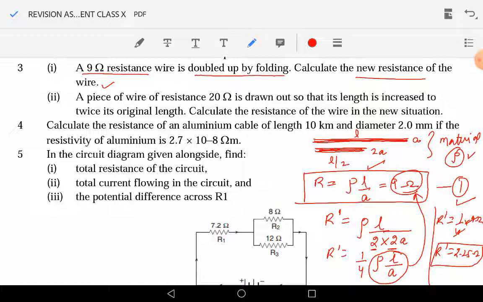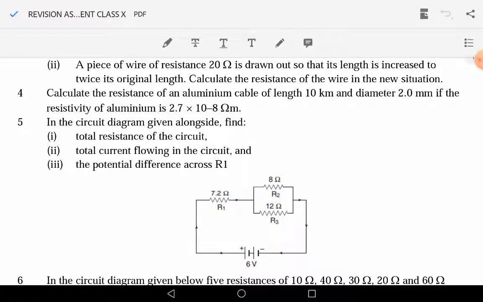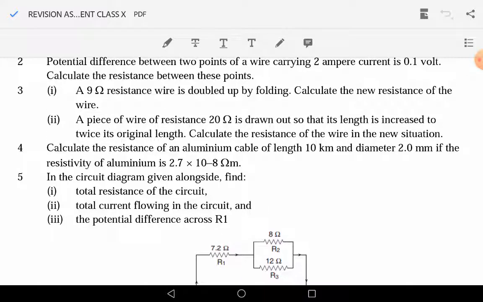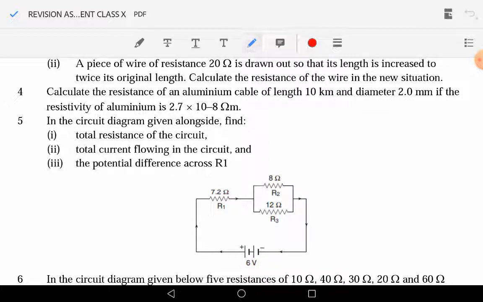Okay, so this is how we are supposed to think about these questions. Now moving on to the second part of it. If you still have some problem, you can just rewind the video and see that once again. Now let us move on to the second part of it, that again we have a piece of wire whose resistance is 20 ohm. Now it is drawn so that the length is increased to twice of its original length.